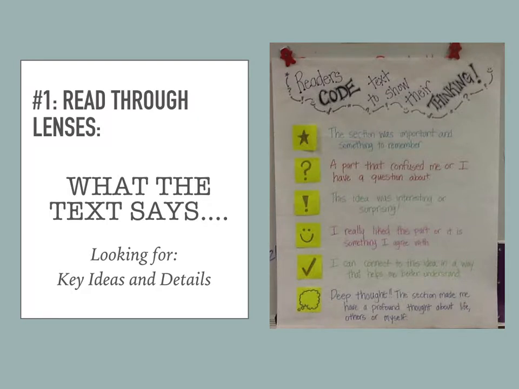So the first part of our ritual is reading through lenses, thinking about what the text says, where you're looking for key ideas and details, deciding what you want to focus on with your close read, and collecting those details. These are basic reading comprehension, recall, getting the gist type of ideas, that lower level of Bloom's taxonomy. You want to think about what the text says, and this focuses on the most important elements of the text.